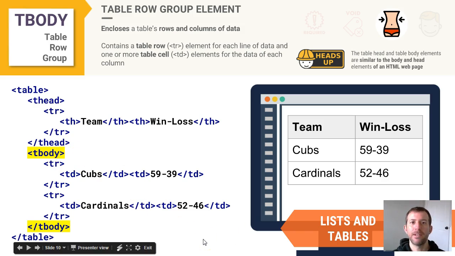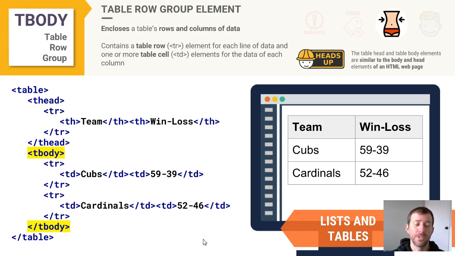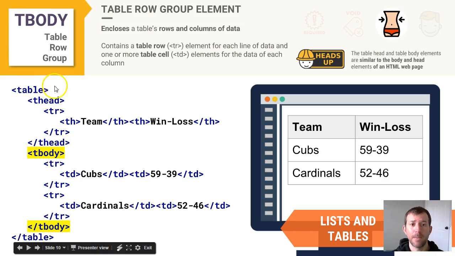You can think about it the same way you think of a web page. Notice how a web page has a head and a body? Well, the same thing for a table. A table has a table head and a table body. What goes within the table body? Well, rows that contain data. So in this case, that would be the Cubs and their win-loss record, as well as the Cardinals and their win-loss record.